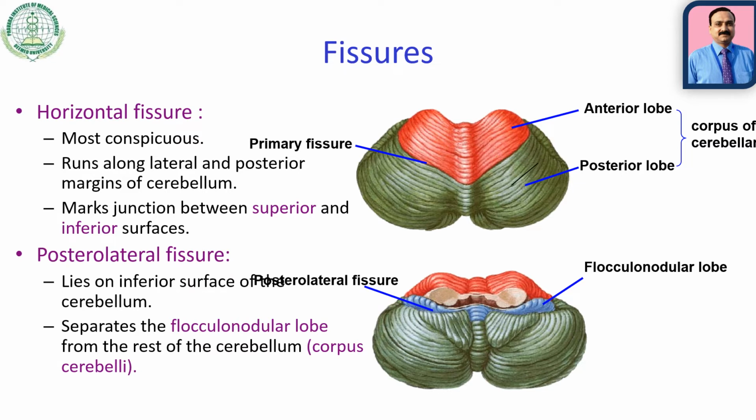Now coming to the posterolateral fissure. This is the posterolateral fissure, which lies on the inferior surface of the cerebellum and separates the flocculonodular lobe from the rest of the cerebellum. The rest of the cerebellum is called the corpus cerebelli, and this is the flocculonodular lobe. The posterolateral fissure separates the corpus cerebelli from the flocculonodular lobe.